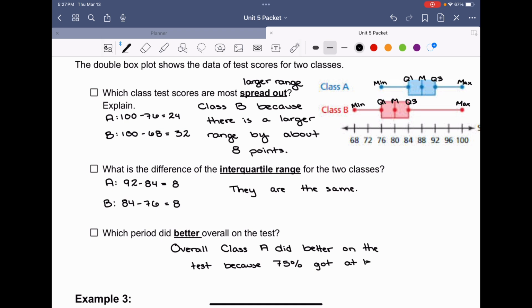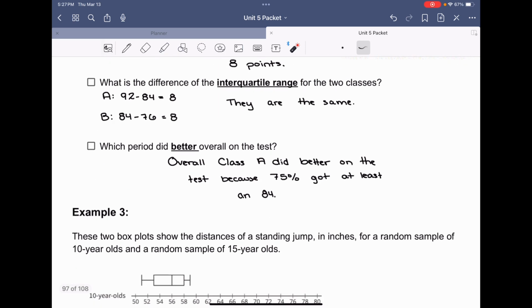Got at least an 84. Whereas if we compare it to Class B, 75% of the students got only above a 76. So remember, each section is 25%, so 25%, 25%, 25%.